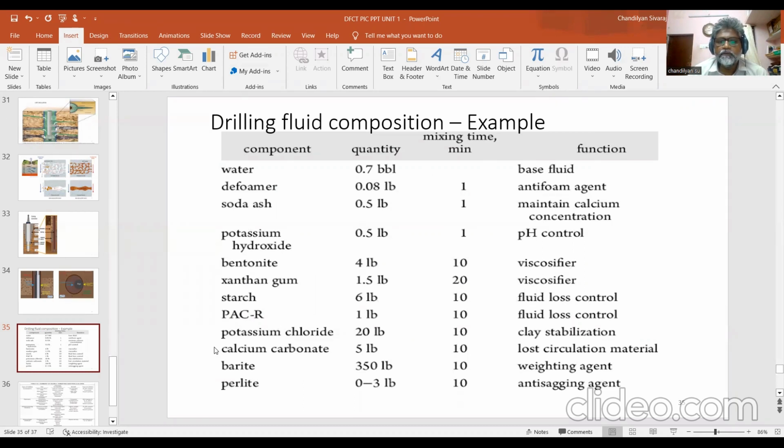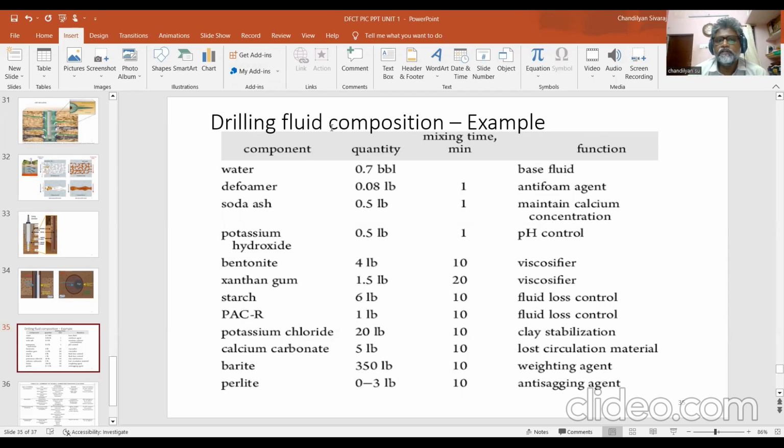And polyacrylamide, 1 pound. Potassium chloride for clay stabilization. Calcium carbonate, a lost circulation material. Barite is a weighting agent, and perlite is an anti-sagging agent. So all these chemicals are added to the drilling fluid, with water as the base fluid in this case.